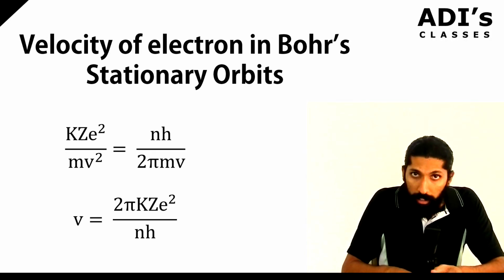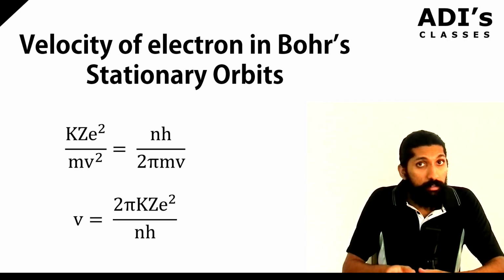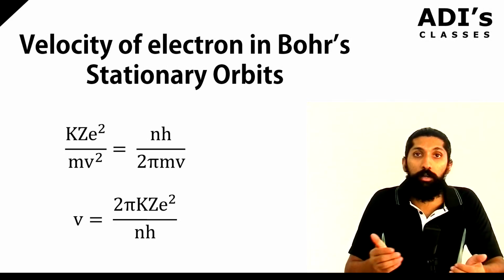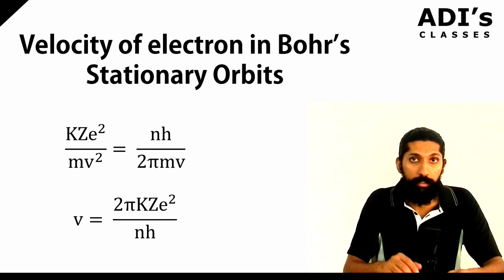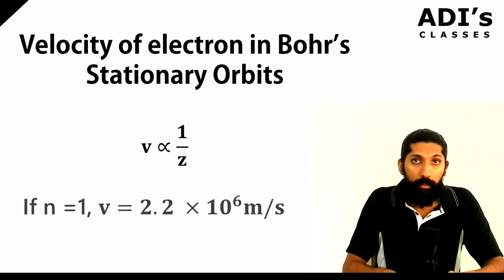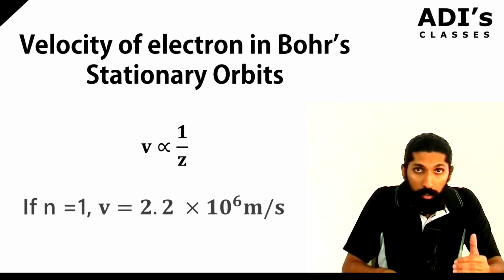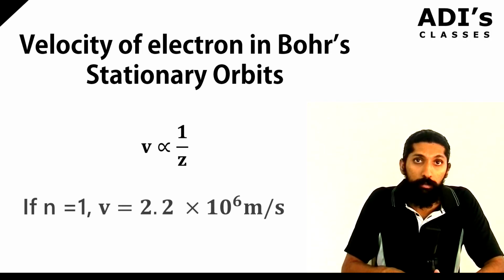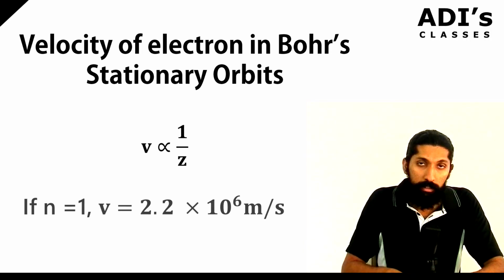Now again, take Z and n separately so that you know how velocity depends on the orbit and also on the atomic number. If you take that out, what you get is that v is inversely proportional to n. That means the closer the orbit, that is, if the n value is very small, 1 or 2, something like this.